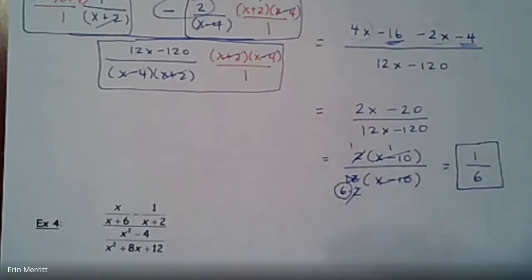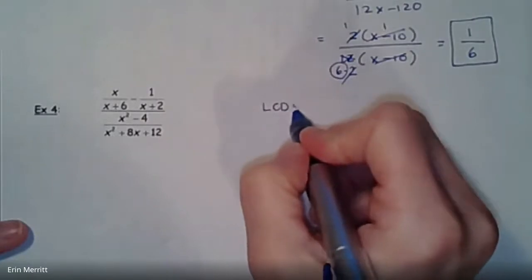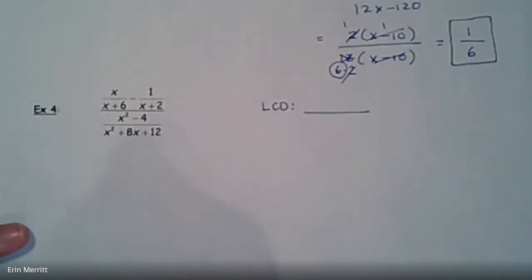All right, let's save that very last example to do together in class. But what I would like you to do is see if you can figure out what you think the LCD needs to be for example 4.